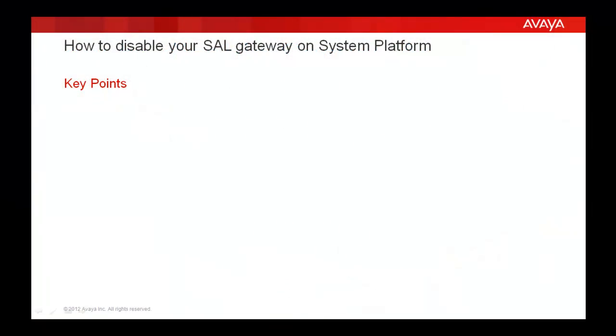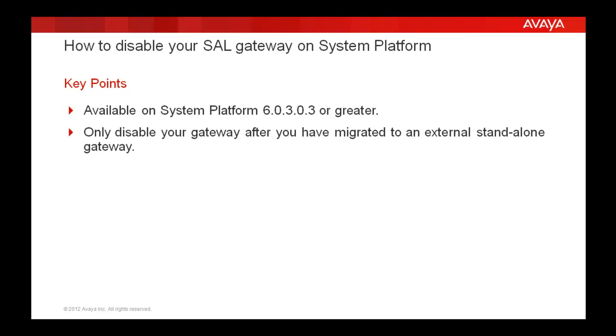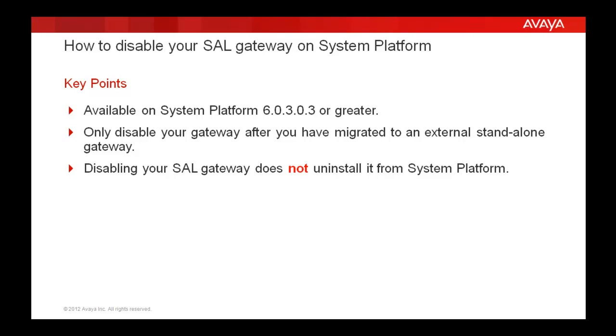Before we begin, keep the following points in mind about disabling your cell gateway. Disabling your gateway is only available on System Platform version 6.0.3.0.3 or greater. Only disable your gateway after you have migrated your System Platform and solution template devices to an external standalone gateway. Disabling your cell gateway does not uninstall it from System Platform, and you can always re-enable it at any point in the future.